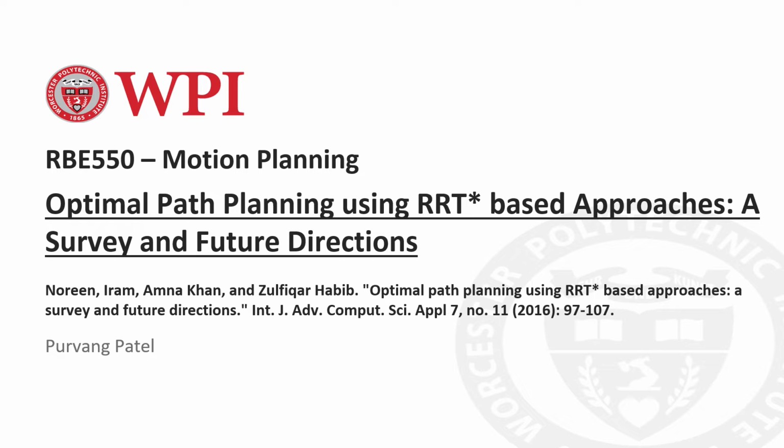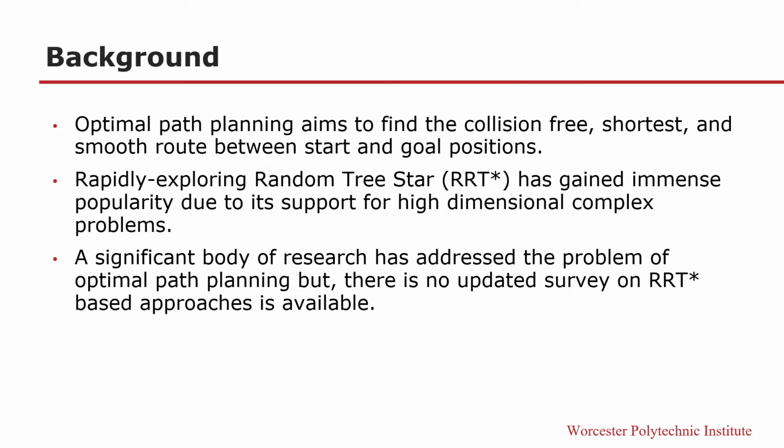This is the presentation on optimal path planning using RRT star-based approaches, a survey, and future directions. Giving a brief background, optimal path planning finds the path between the start and goal position that is collision-free, shortest, and with smooth route. Once the optimal path is obtained, it is used by various robotics applications such as autonomous car, agricultural robot, space and planet exploration missions.